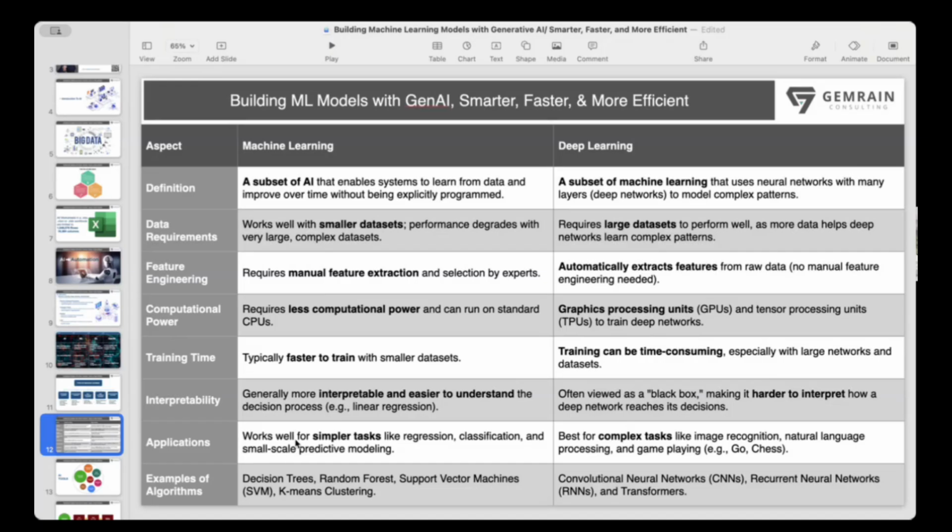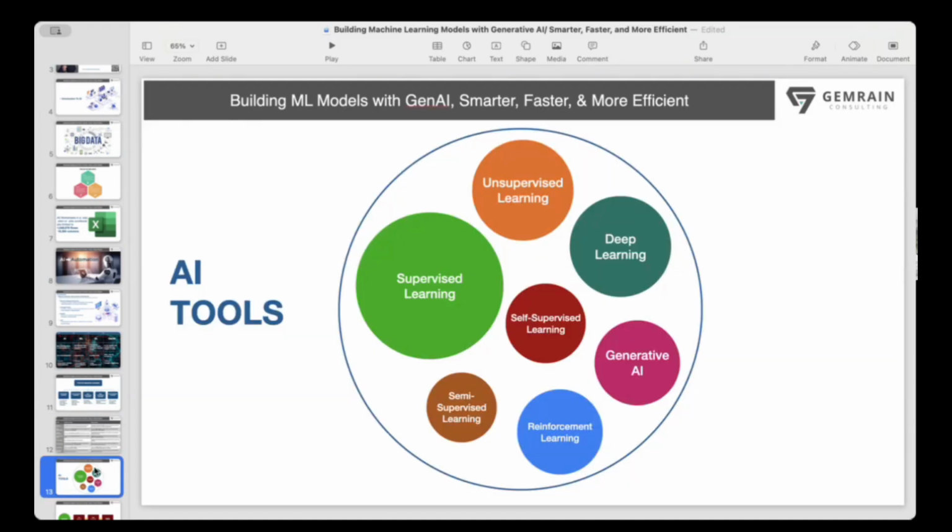Machine learning works, definitely, with simpler tasks and interpretable results. Deep learning works with more complex tasks, and the results might not be interpretable when you get them. And these are the algorithms. This is somewhat technical. I don't want to go that deep into technical details today, except later on in the coding.